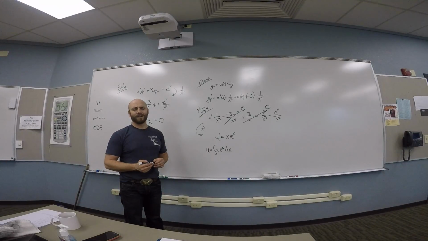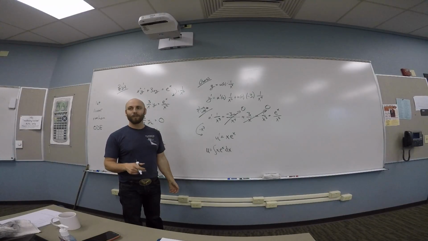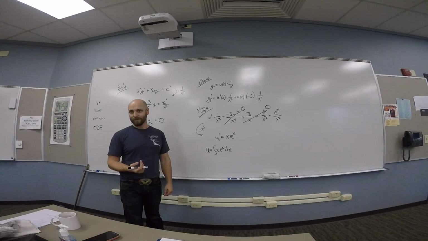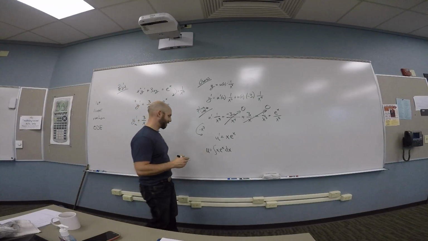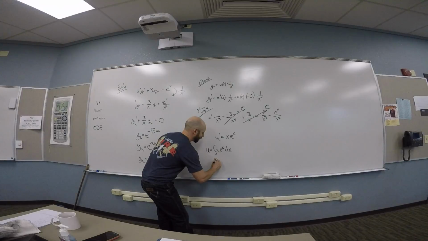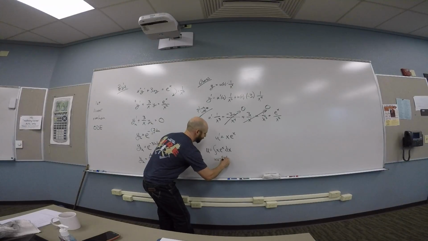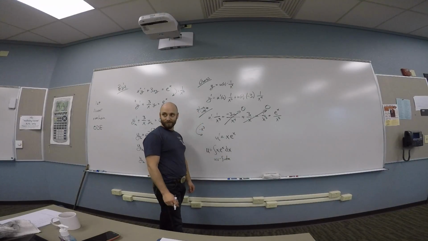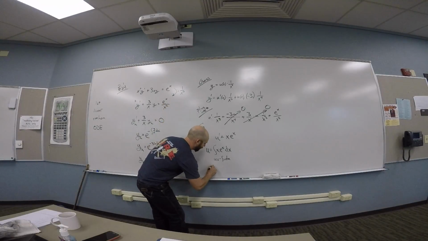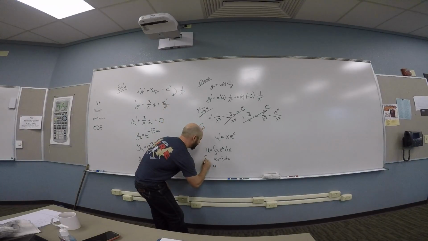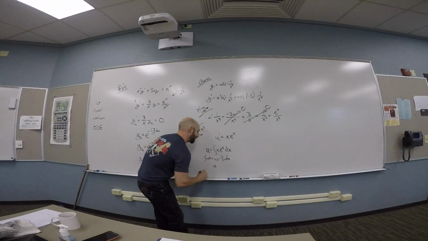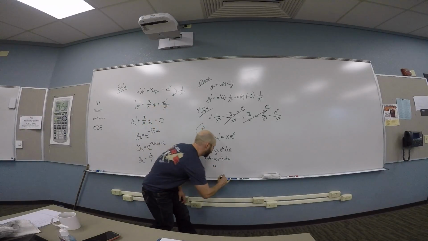No. You just save the thing. So then you just need to remember how parts works. So you need uv minus the integral of v du, right? And that's the integral of u dv, right? Is that correct? So you need a u and a dv.